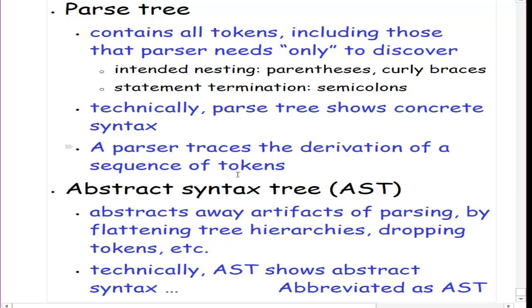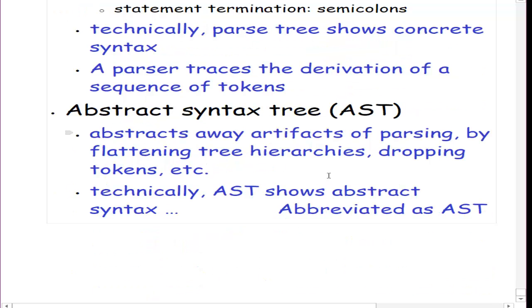Now, an abstract syntax tree, on the other hand, does what? It abstracts away all those artifacts, and it flattens the tree hierarchy. It drops those tokens, like the parentheses and the terminators. So the AST shows abstract syntax, abbreviated as AST. Now let us see it with an example.